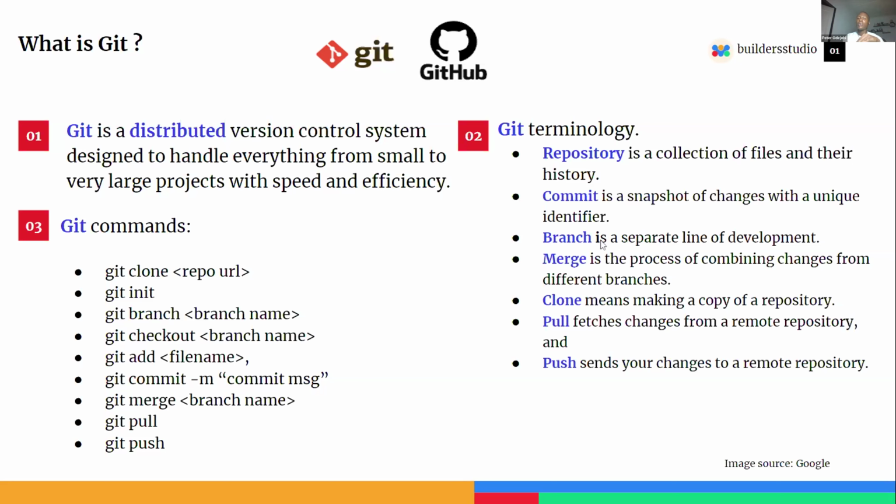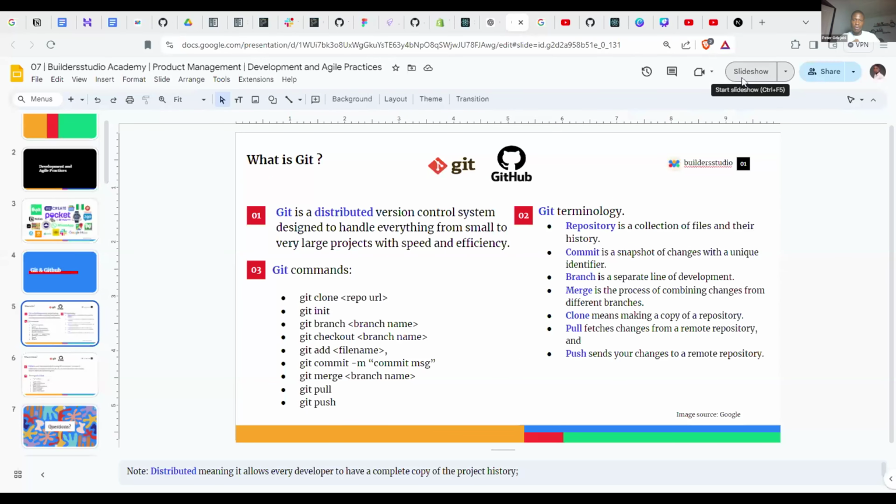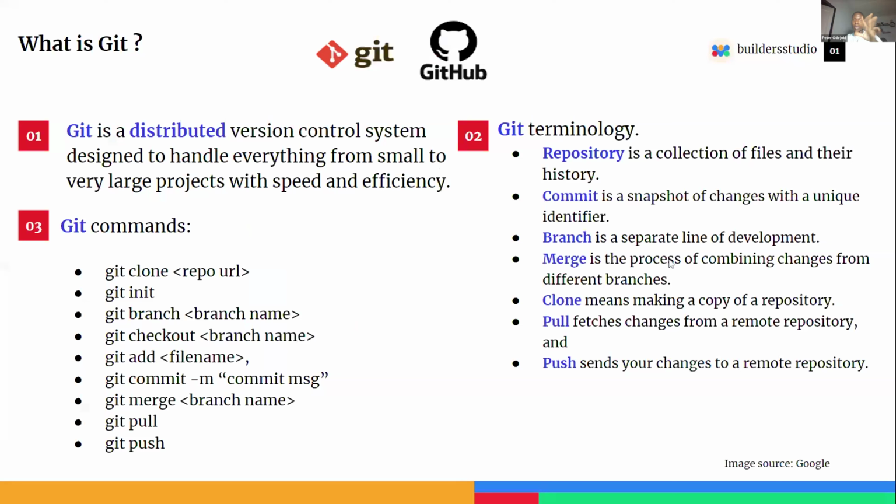The next terminology that we have is commit. A commit is just a snapshot of changes. The way I'm going to explain this is with a practical example. Don't worry, guys, we'll have a practical example that I'm going to discuss. But right now, we just have to listen to the theoretical part. So, a commit is a snapshot of changes with a unique identifier.